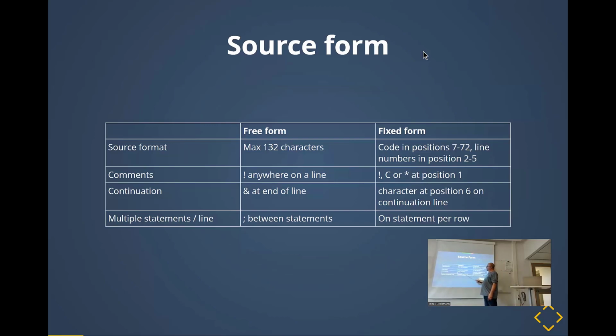For comments, you can place an exclamation mark anywhere on the line, and the text after that will be a comment. You can continue with an ampersand at the end of the line and continue on the next line. You can have multiple statements per line by using a semicolon between the statements. So basically, with Fortran 90, you got a language with a modern way of writing the code.